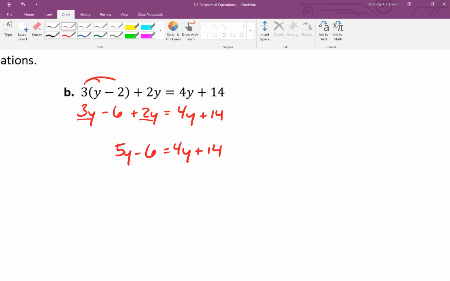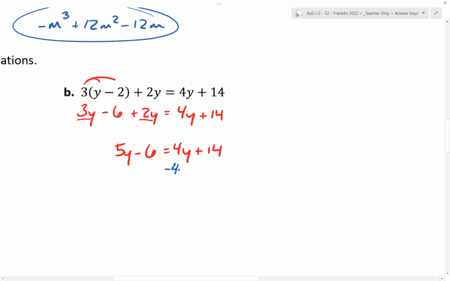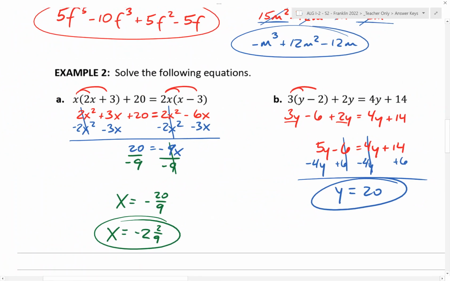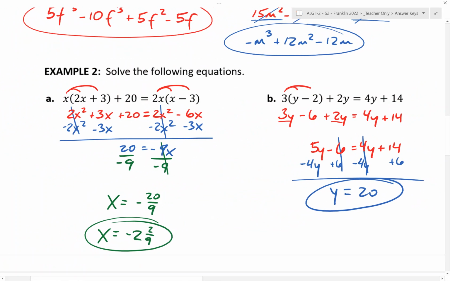Now we've got to bring our y's together, so we'll subtract 4y. And I'll go ahead and add the 6 because I'm going to do that eventually anyway. So we end up with 1y equals 20. A little easier there at the end on this one. So knowing how to simplify polynomials will definitely help you solve these more complicated equations, especially as we move on through this unit and we get to solving quadratics.